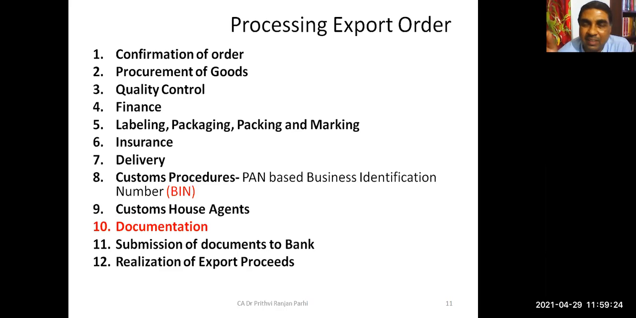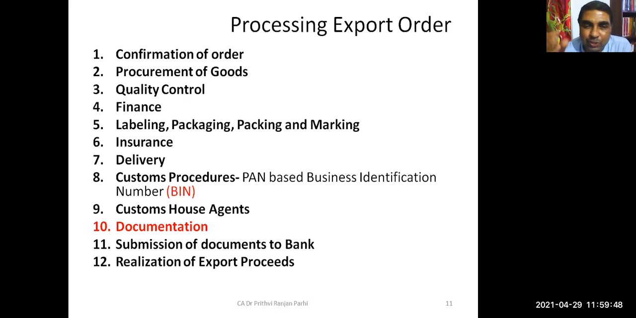Then labeling, packaging, and packing and marking. Packets need to be marked, and those terms have to be complied with. Insurance is also important. Then the product needs to be delivered. Then customs procedures need to be followed. Certain products attract customs duty. What is the duty applicable for exports is provided in the customs tariff. One can refer to that.